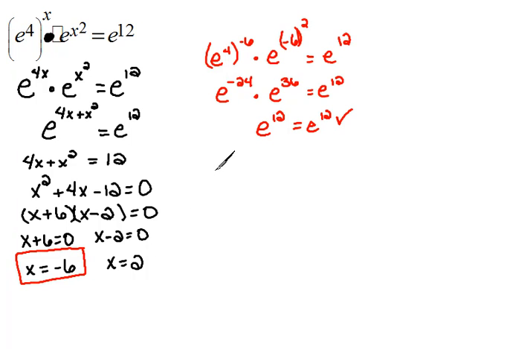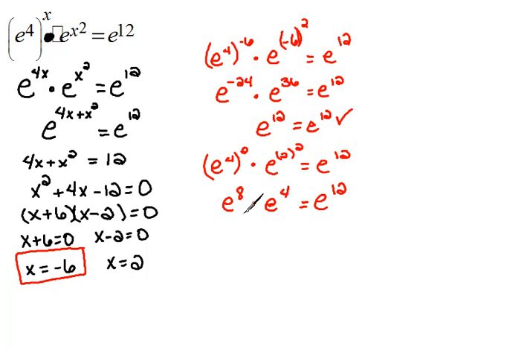What about the 2? We'll do the same thing. e to the 4th squared times e to the 2 squared equals e to the 12th. So here, power to power, we'd multiply. So that would be, what would that be? e to the 8th times e to the 2 squared, or 2 squared would be 4, equals e to the 12th. So here again, we have like bases, so we would add the exponents. So that's e to the 12th equals e to the 12th. So our 2 checks also.